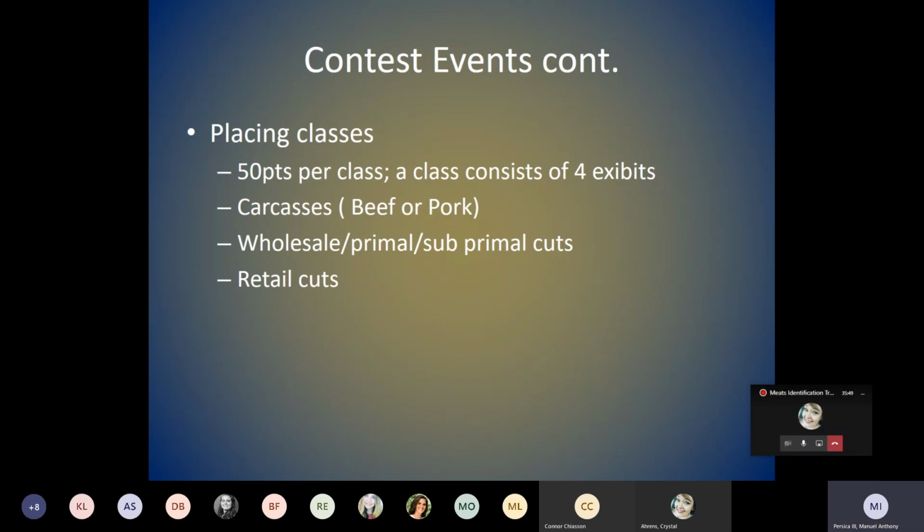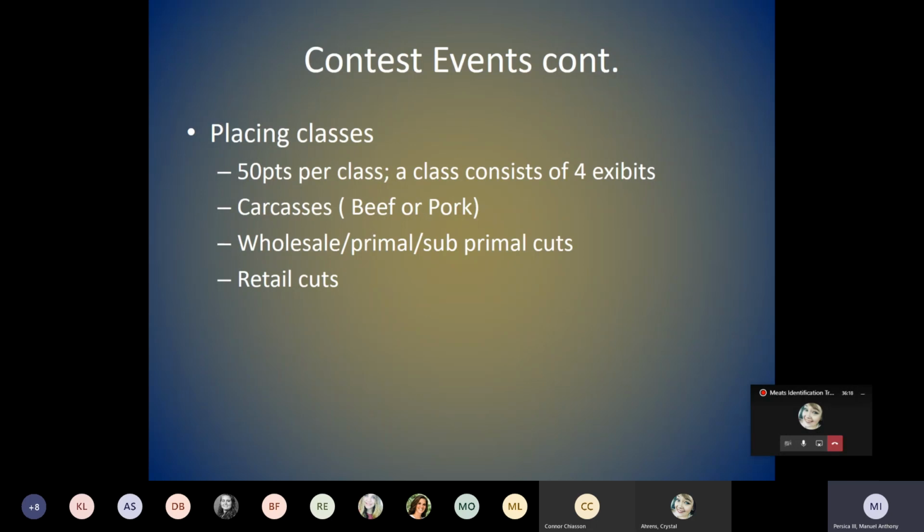Wholesale, primal, or subprimal cuts may or may not be. So hams, loins, beef loins, beef ribs. There's a list of cuts that we can use. We're going to try to do at least 1 class of those and at least 1 class of retail cuts. And all the possible classes are listed in the rules. So that's the ones that you really want to concentrate on when it comes to placing classes.